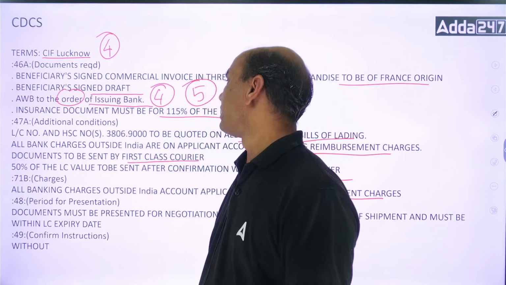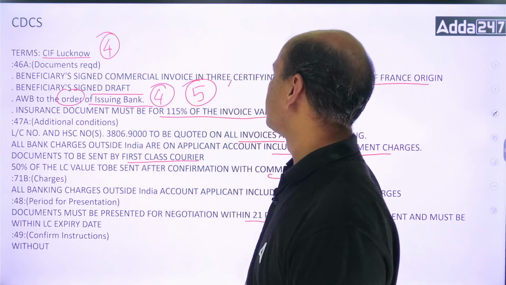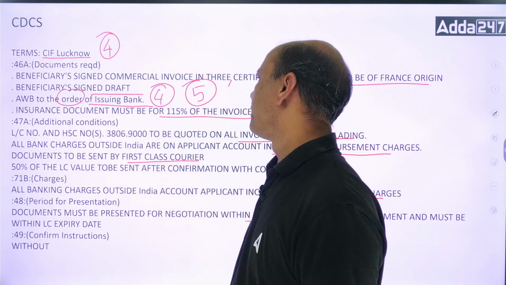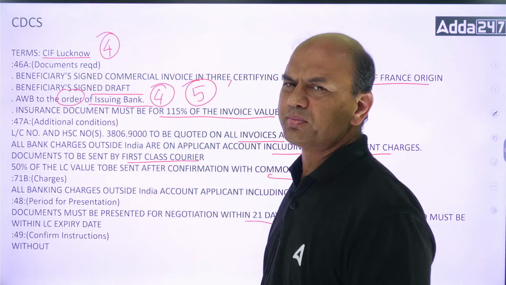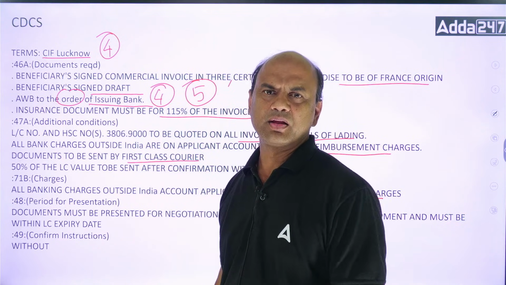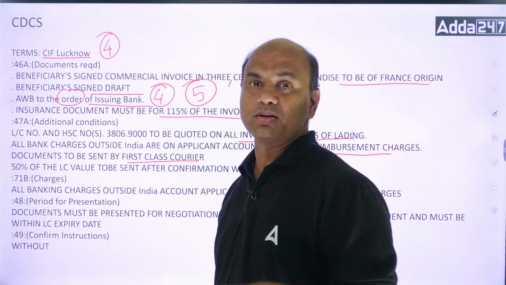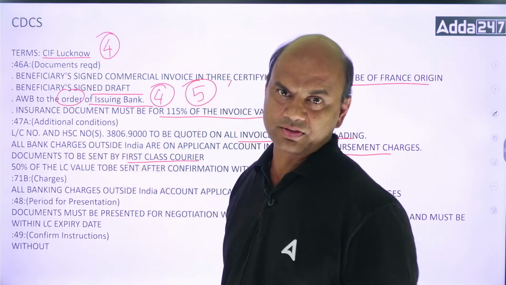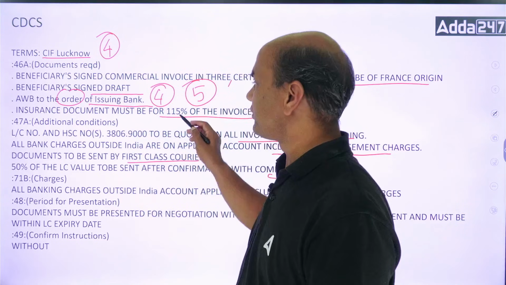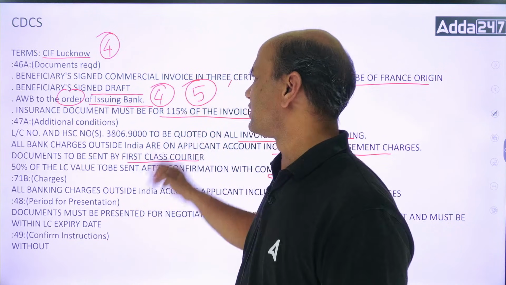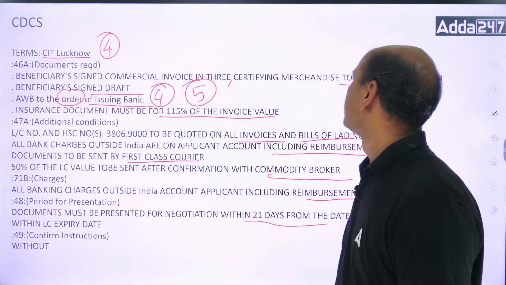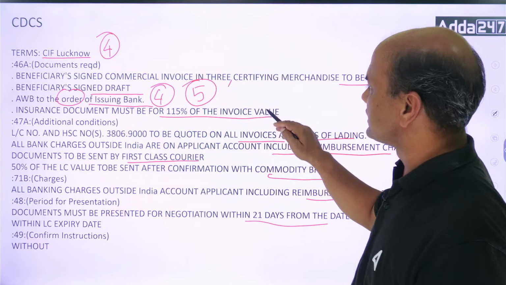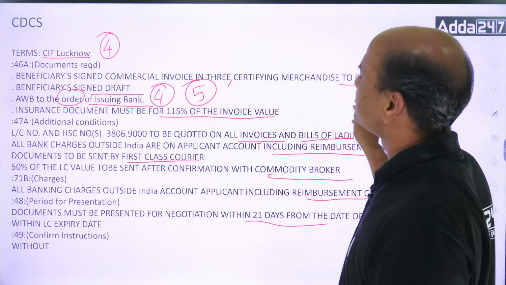Okay? Then, insurance document must be 115% of the invoice value. Okay, this is okay because 115% is above the minimum of 110. And once the LC gets transferred, then the insurance will increase for the next person. So minimum 115 should be there. So that's okay. This is not an issue. Merchandise to be of France origin. Is a separate certificate of origin asked for? No. So it's only mentioned.